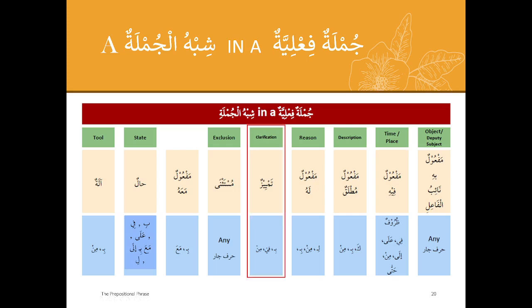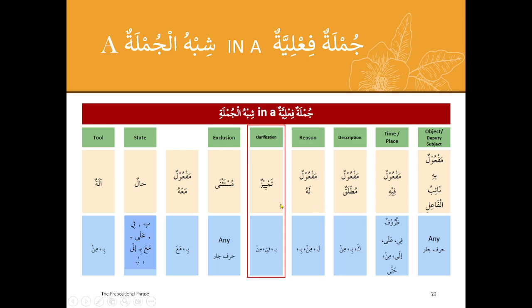Tamyiz. Please remember this. Tamyiz is actually a mufrad isim. You do not have a tamyiz in the form of a sentence. We cannot call a sentence or a shibh jumlah tamyiz. Strictly speaking, it's a mufrad isim. It's a word by itself, one single word.